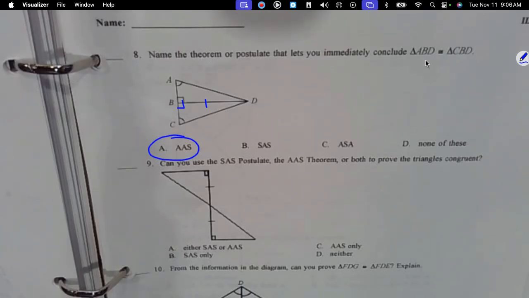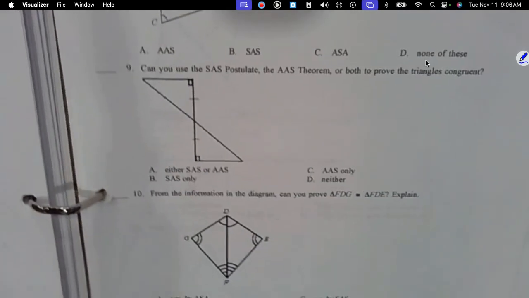So just look at what they give you tomorrow. It's the same picture. They may give you different information. They may mark different things, and you just have to figure out which one it is, okay? And then we have one like number 9. They just changed the picture a little bit.